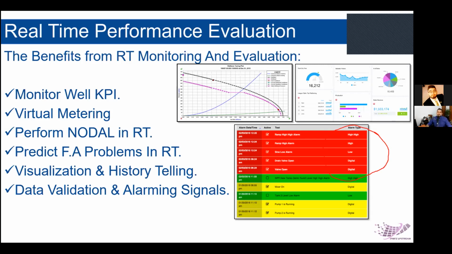Actually, you will have the nodal analysis in real time as well. What this does is get the wellhead pressure, wellhead temperature, and the flow rate, plug them into the model, silently calculate, and return the results. And you can see how accurate your model is and how accurately you can predict the upcoming production days.